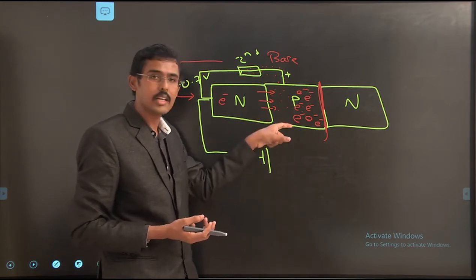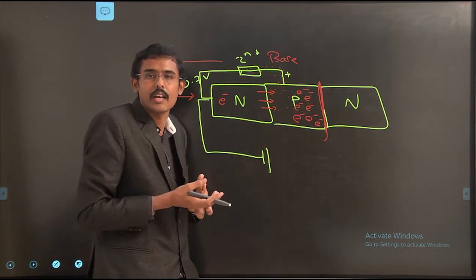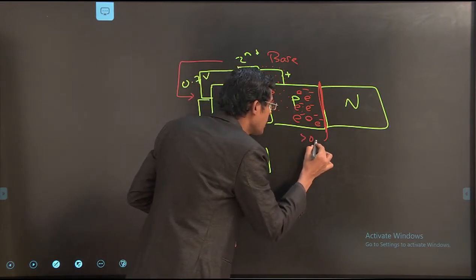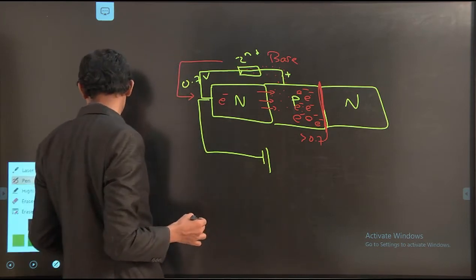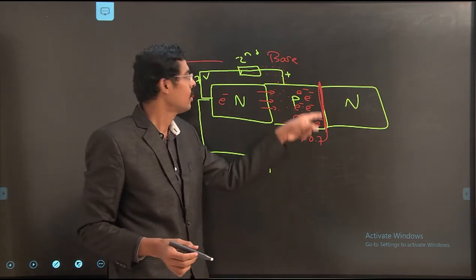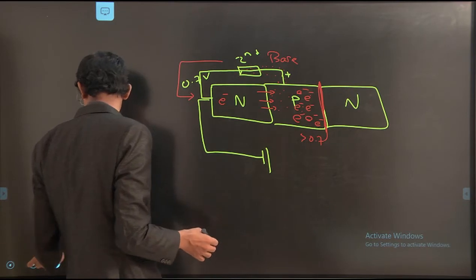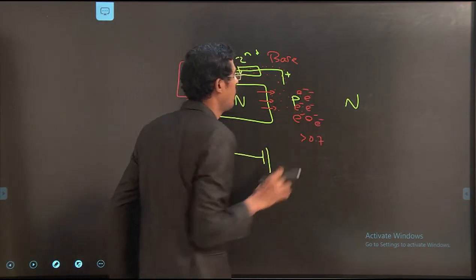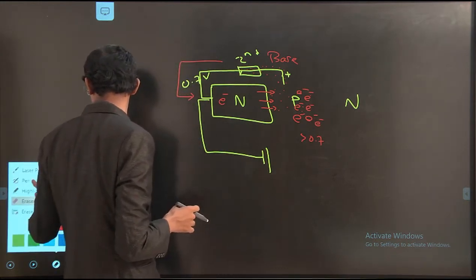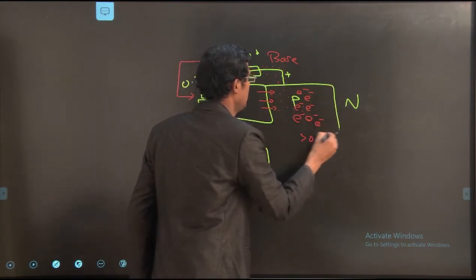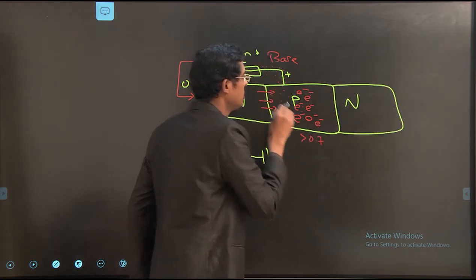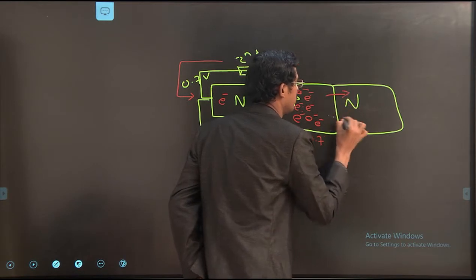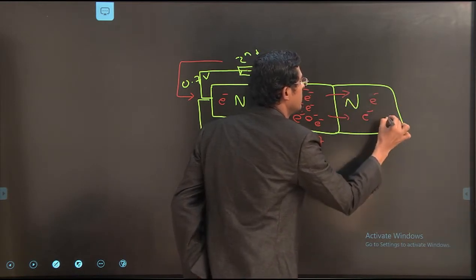Now what happens here? A pressure is generated. Because more electrons are generated, the voltage also becomes greater than 0.7. So what happens if it is greater than 0.7? Automatically this depletion zone will break. So what happens then? If it is erased, this electron can flow from here to here.